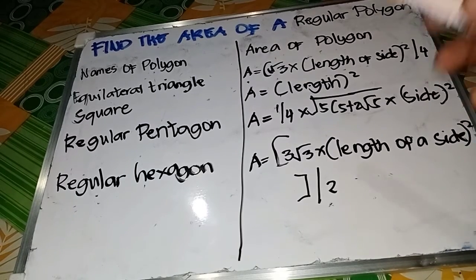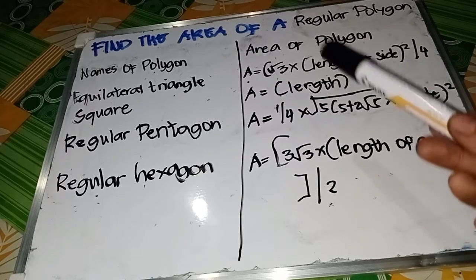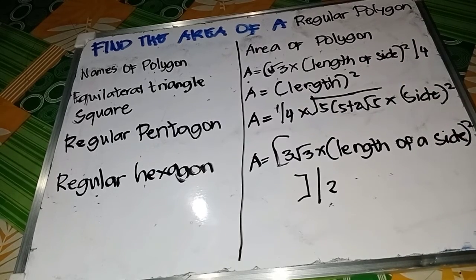Find the area of a regular polygon. A regular polygon is a polygon that has equal sides and equal angles. Thus, the technique to calculate the area of regular polygons is based on the formulas associated with each polygon.